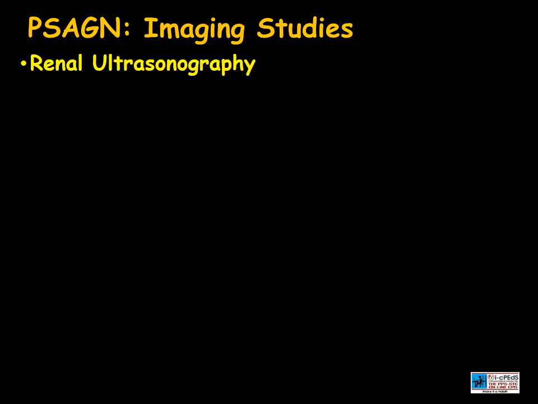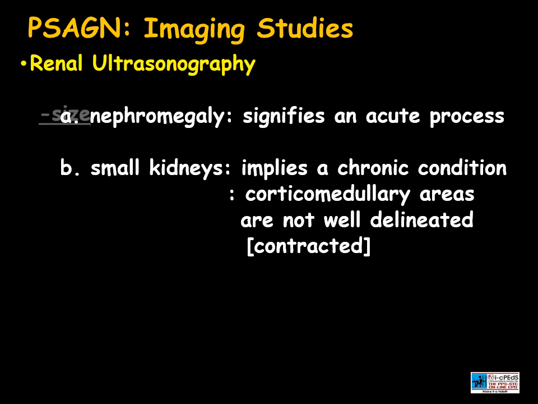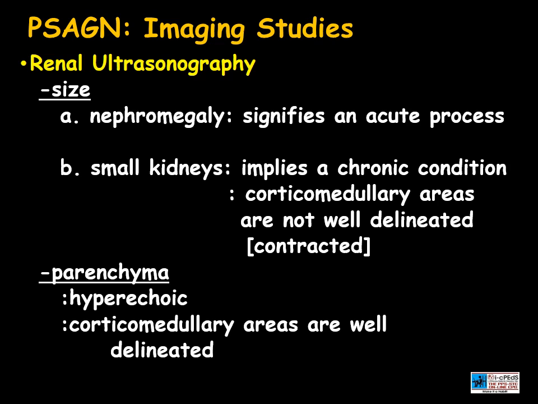Imaging studies for patients with AGN would just signify the acuteness or the chronicity of the disease. Nephromegaly simply signifies an acute process, while small kidneys imply a chronic condition, wherein because of the contraction of the kidneys, the corticomedullary areas are not well delineated. The renal parenchyma are usually hyperechoic, wherein the corticomedullary areas are well delineated.